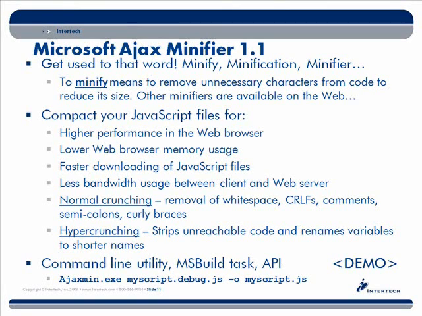Now, when you use a minifier such as Microsoft's AJAX minifier, of course, you can see that it handles either normal crunching or hyper crunching, right? Normal crunching is just going to remove the white space, carriage return line feeds, comments, semicolons, curly braces, but you can also set it up to do hyper crunching.